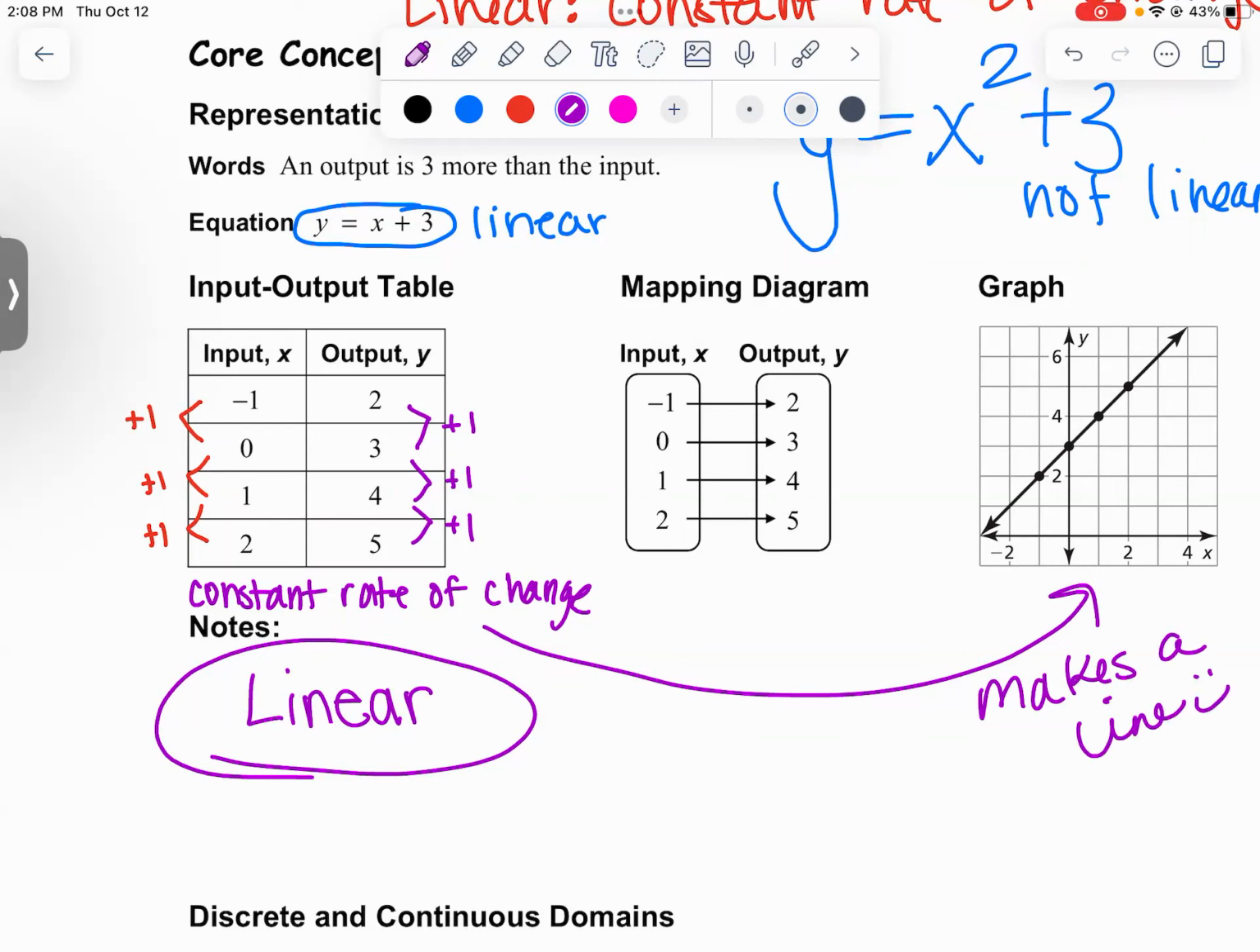All lines are straight. You should get a shirt that says that.